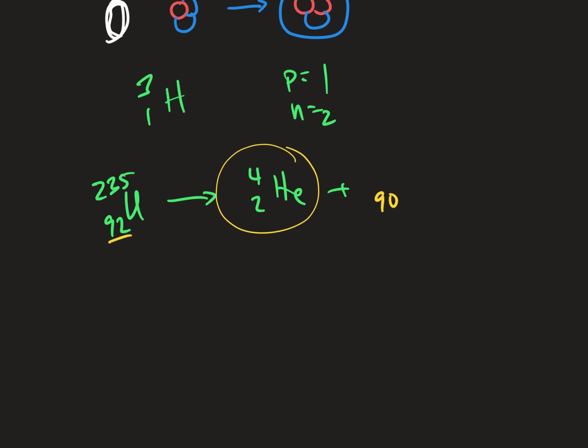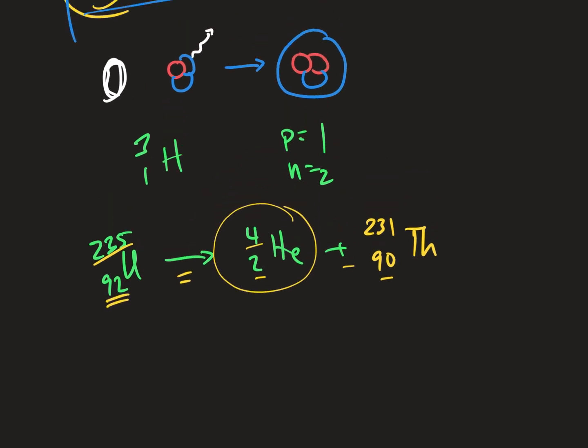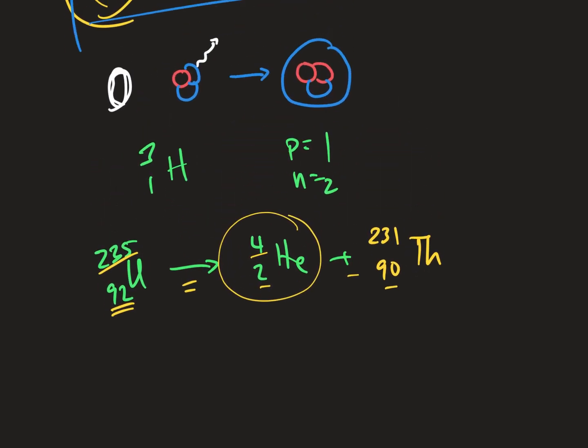It's 90 because we have the 92. That has to equal 2 plus 90, right? That tells us it's thorium on the periodic table. And then 235 subtract 4 is 231. Are we good? So if you're doing it the math way, then just make sure you do the math. And if there's a negative, you got to count that negative, right? All right, any questions on alpha and beta decay?